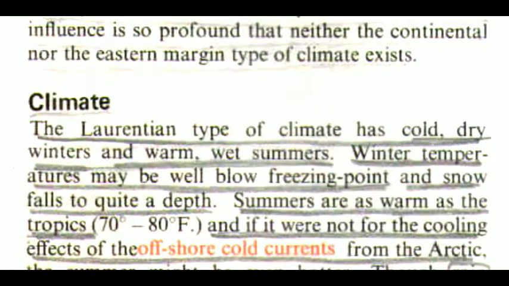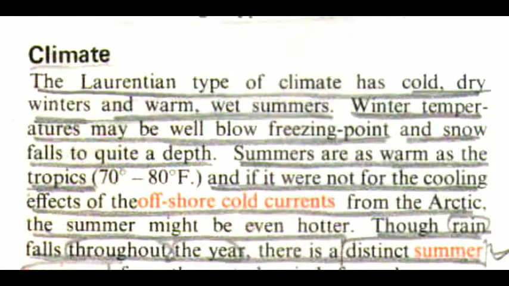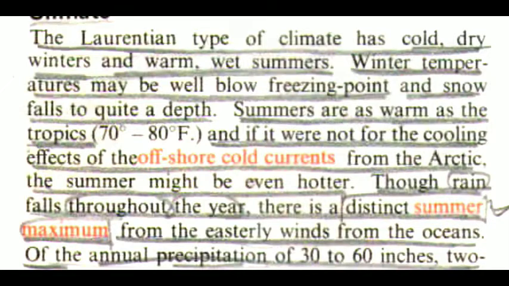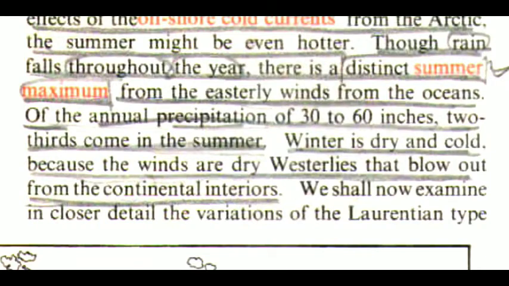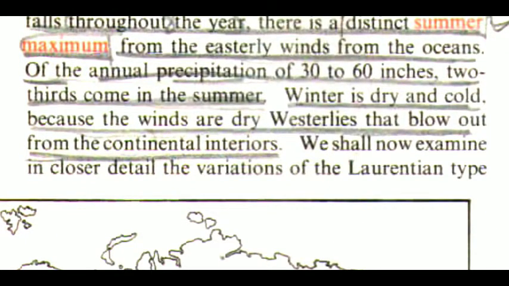And now the climate. The Laurentian type of climate has cold, dry winters and warm, wet summers. Winter temperatures may be well below freezing point and snow falls to quite a depth. Summers are as warm as the tropics, 70 to 80 degrees Fahrenheit. And if it were not for the cooling effects of the offshore cold currents from the Arctic, the summer might be even hotter. Though rain falls throughout the year, there is a distinct summer maximum from the easterly winds from the oceans. Of the annual precipitation of 30 to 60 inches, two-thirds come in the summer. Winter is dry and cold because the winds are dry westerlies that blow out from the continental interiors.